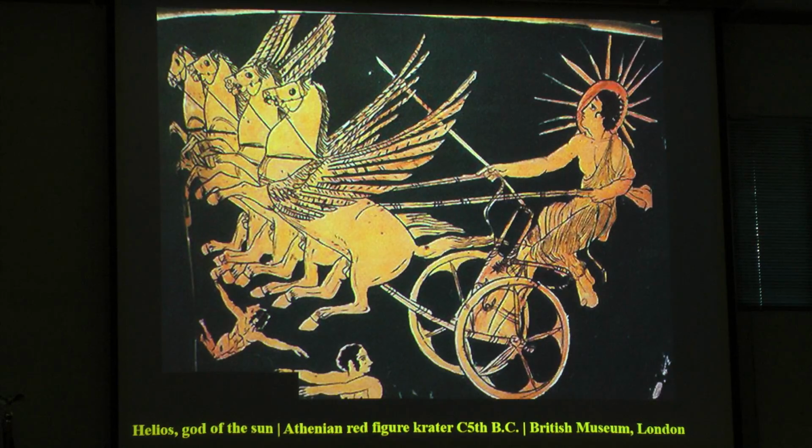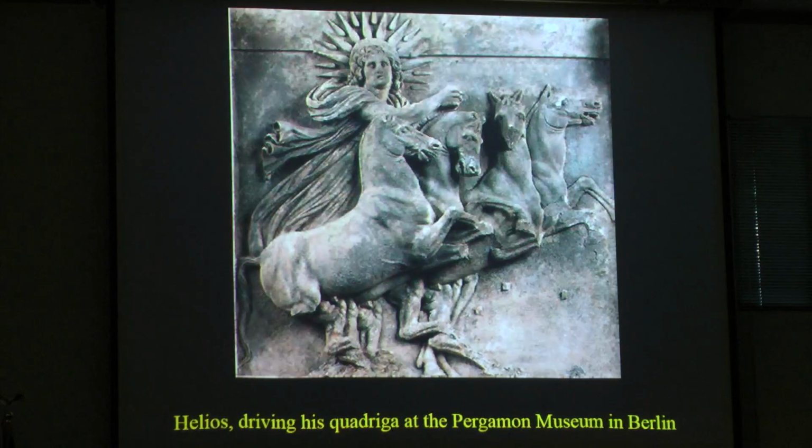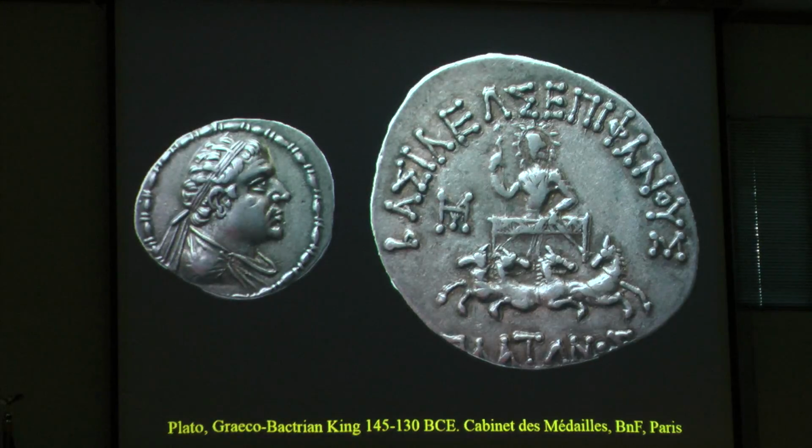For example, we may take into consideration Helios on the Athenian red figure crater dated to the 5th century BCE, or Helios driving the quadriga at the Pergamon Museum in Berlin. His popularity can also be seen on the coins issued by Plato, the Bactrian king of Central Asia, who reigned around the 2nd century BCE.